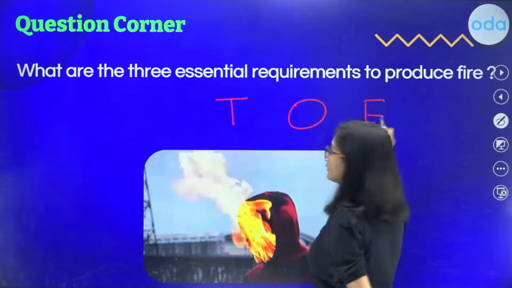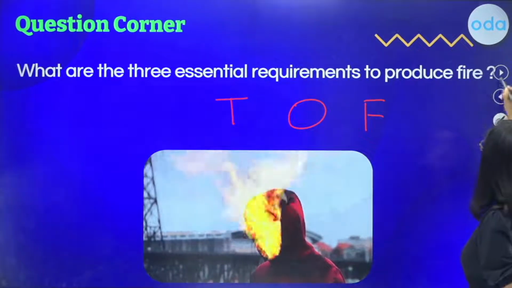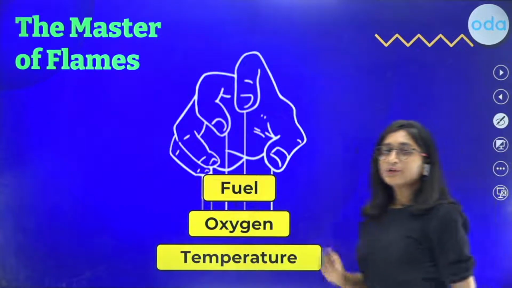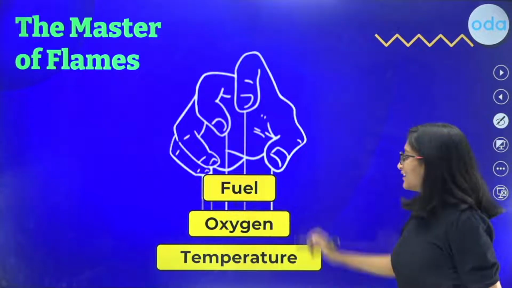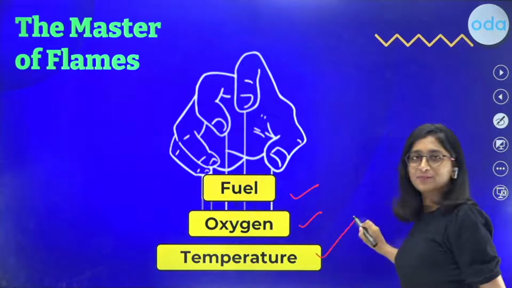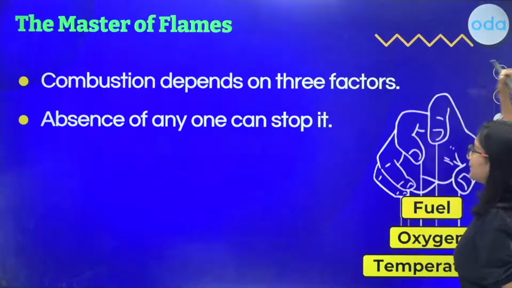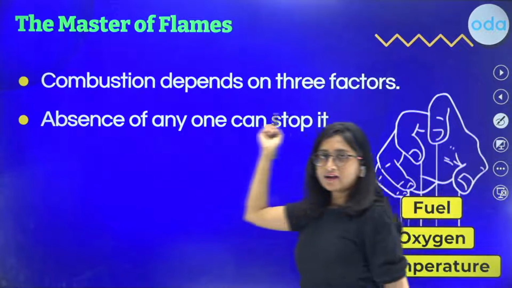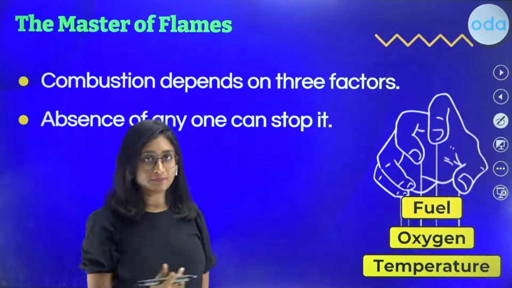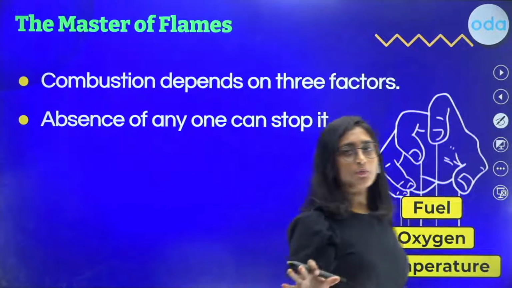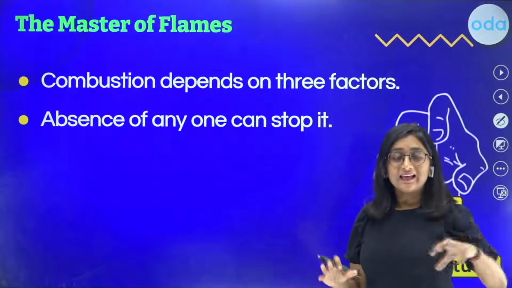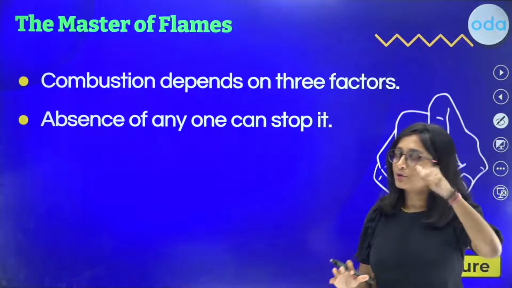Now, yes, we are going to read it one by one. What is the meaning of these? So, yes, these are going to be the three masters of the flames: fuel, oxygen, and temperature, right? So, you have got it. The combustion depends on the three factors, and if any of these is absent, the combustion is not at all possible. If the required temperature is not there, combustion won't happen.